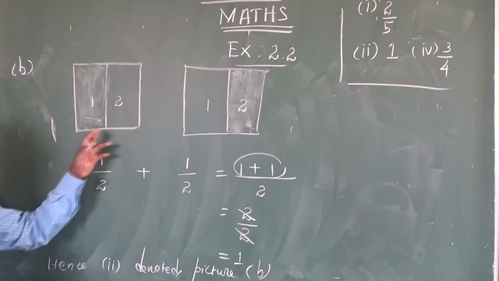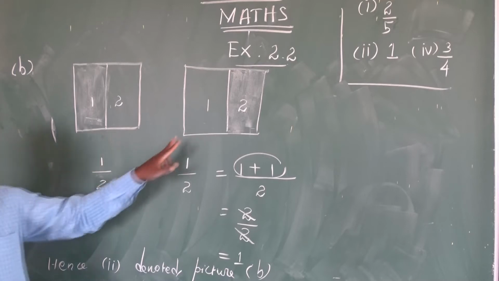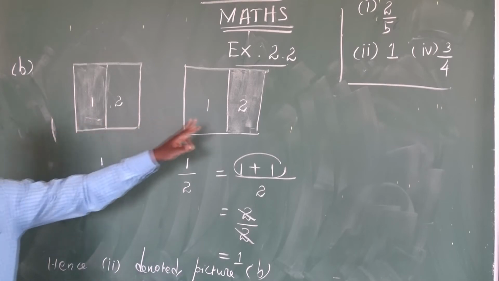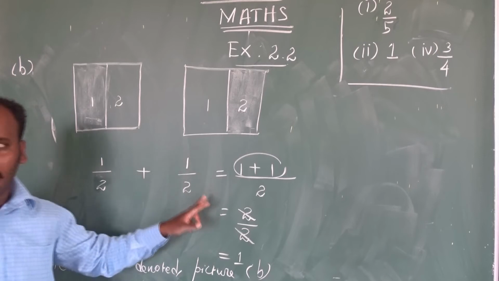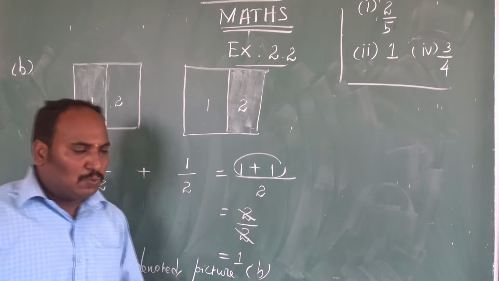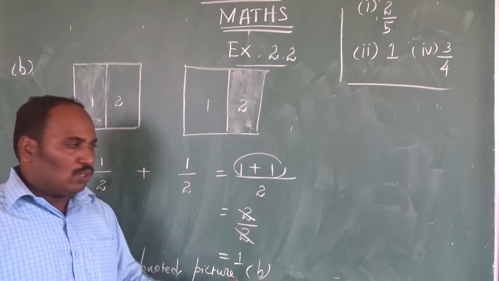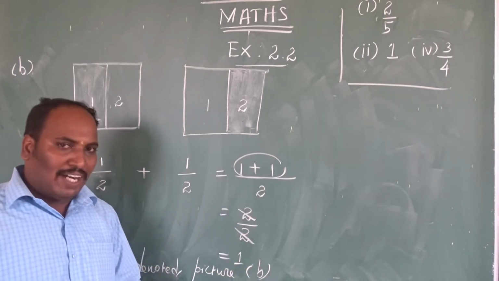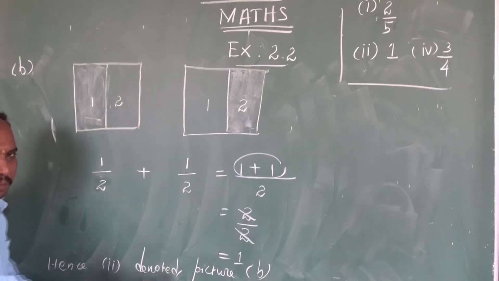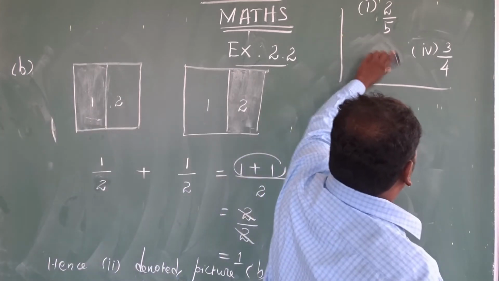Listen here. Two squares having, the first one is two portions, the second one also two portions. We shaded each portion 1, 1. So 1 by 2 plus 1 by 2, the common denominator is 2. Then we add numerators: 1 plus 1 is equal to 2. 2 by 2 is equal to 1. So the second one is denoted the picture B.